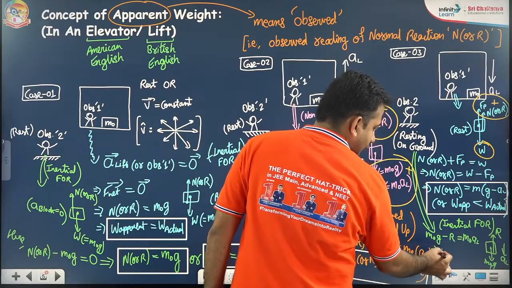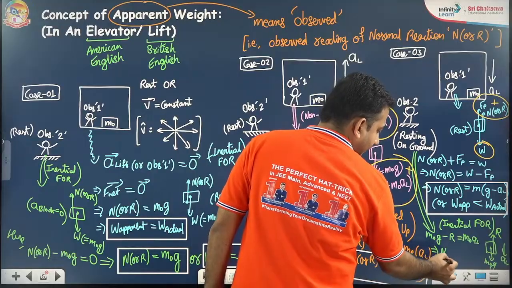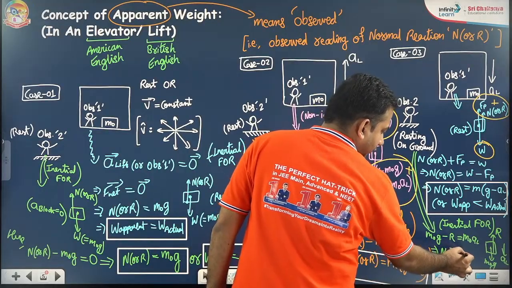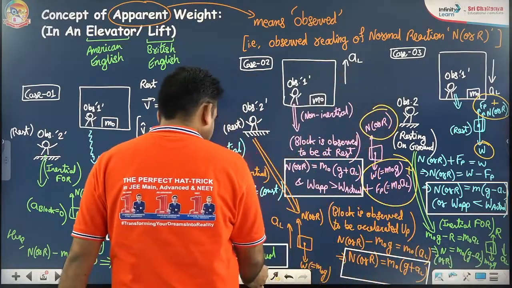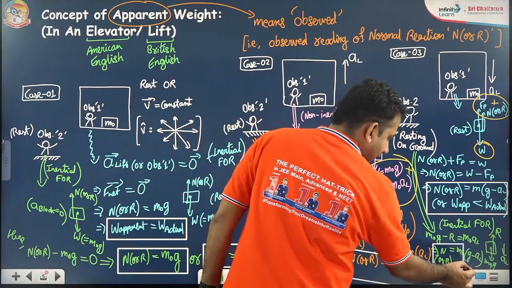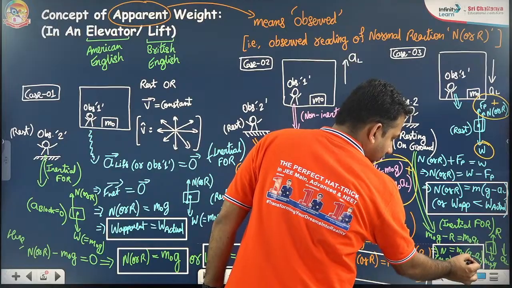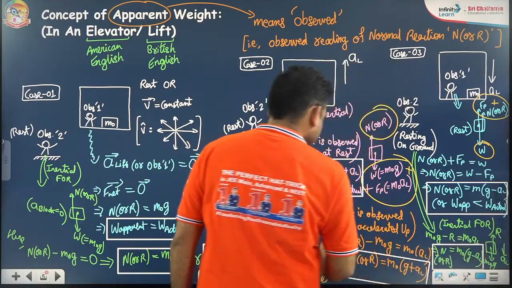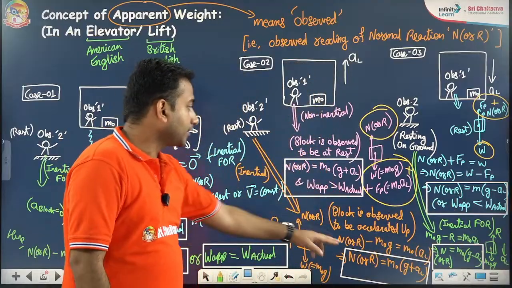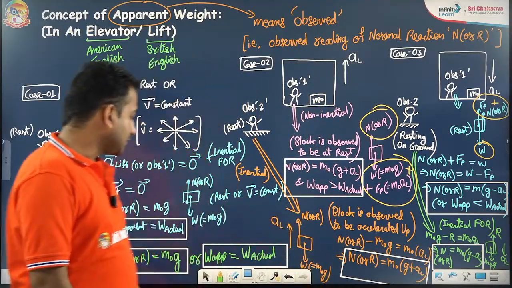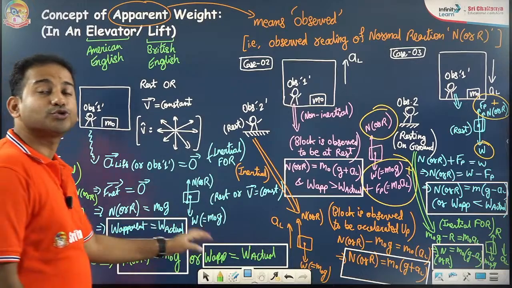If you rearrange, you will get N or R is equal to M naught G minus AL. That is the conclusion. The same conclusion, you will feel lighter. The same conclusion here, you will feel heavier. The same conclusion, you will feel usual.